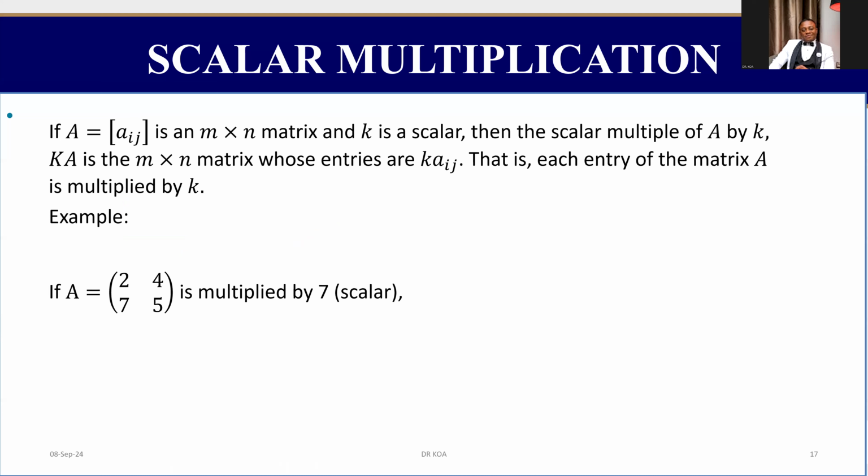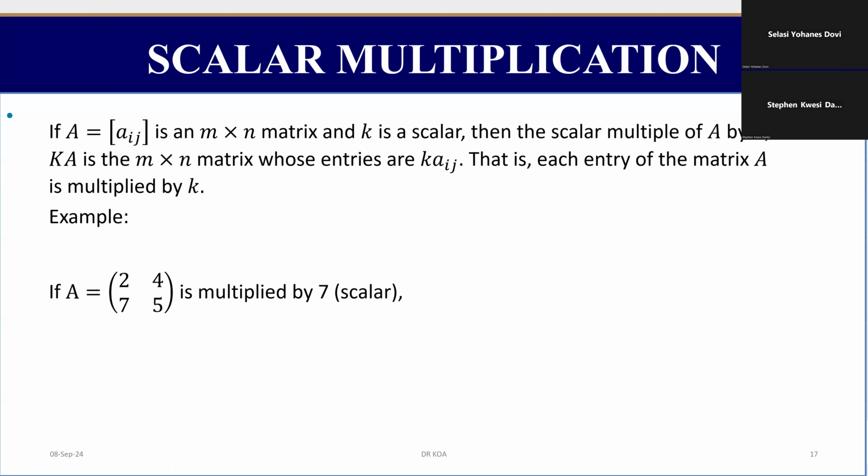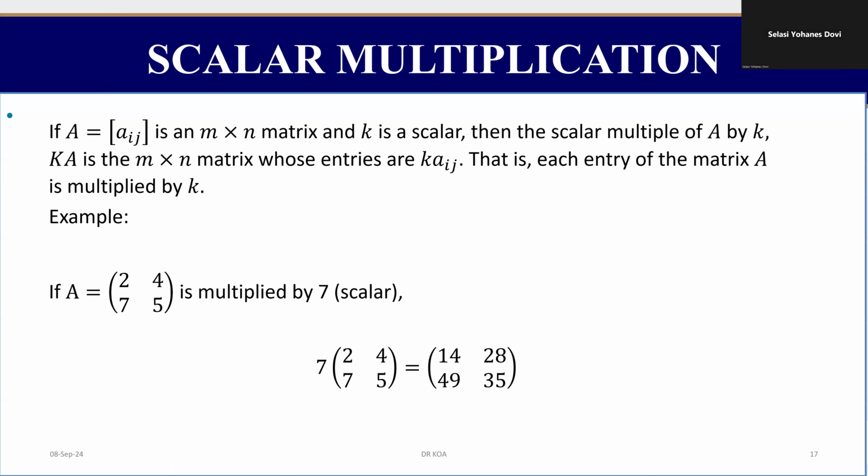Do your multiplication and let me see. It's very simple, by the way. Your multiplication, what do you get? Anybody? You take the 7, each one must get it. So that's 14, 28, 49, 35. Good. There you go. 14, 28, 49, 35. That is how you do scalar multiplication. Know what the difference is between a scalar and a vector and a matrix.